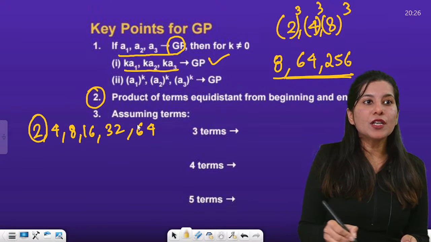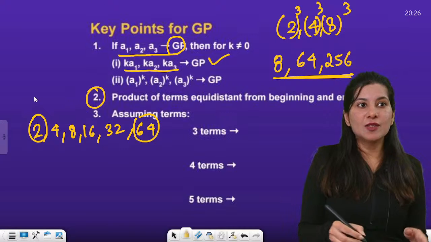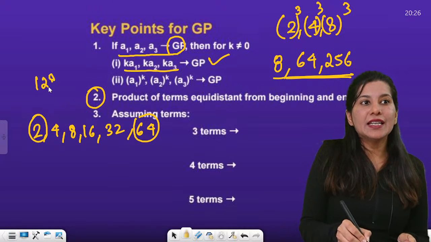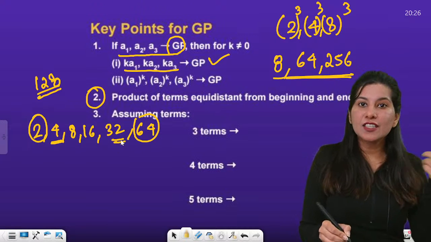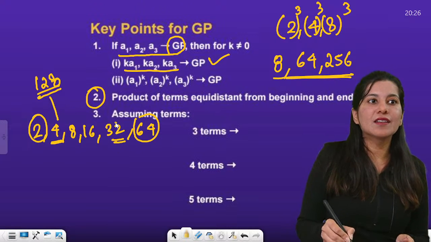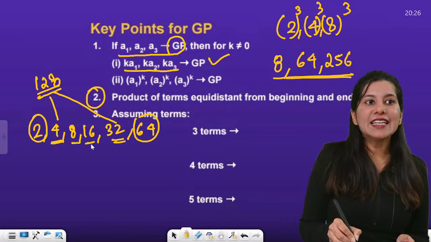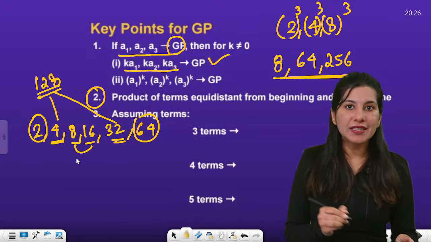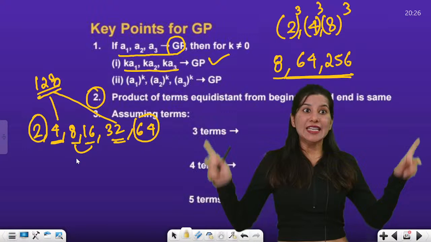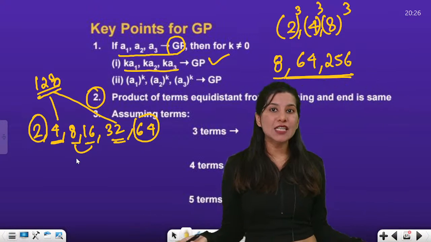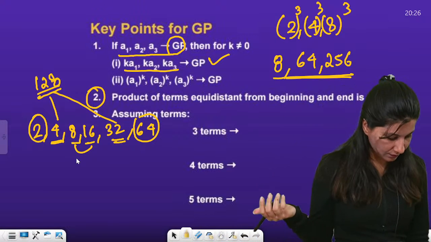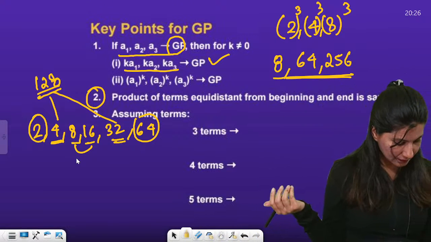If you take the product of the first and last term, what will you get? 128. Right? If you take the product of second and second last, 32 fours are again 128. If you take the product of 8 and 16, again you are going to get 128. So basically, the product of terms equidistant from the beginning and end in a geometric progression is the same. Clear?